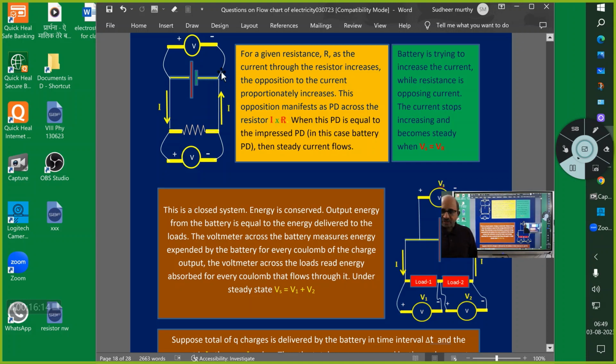In fact, this voltmeter is sufficient because both the voltmeters will give you the same reading, but still I have a reason to do that. For a given resistance R, as the current through the resistor increases, the opposition to the current proportionately increases. Now understand this very carefully. I will conduct a small experiment and show you what happens.